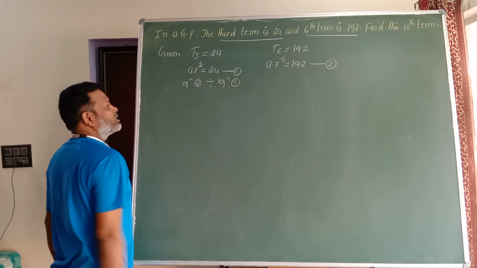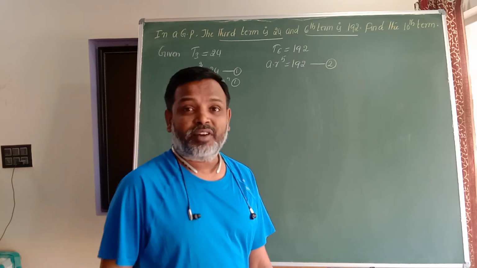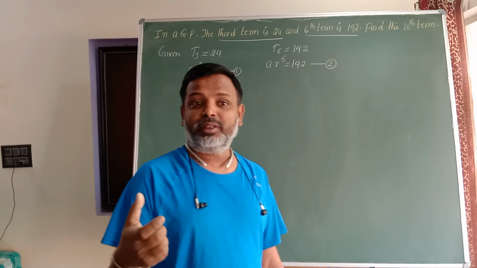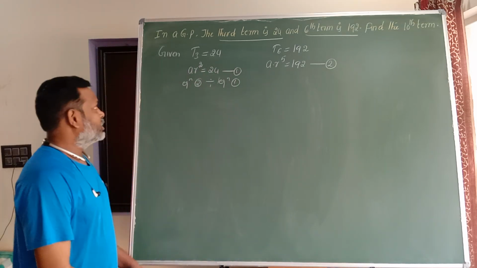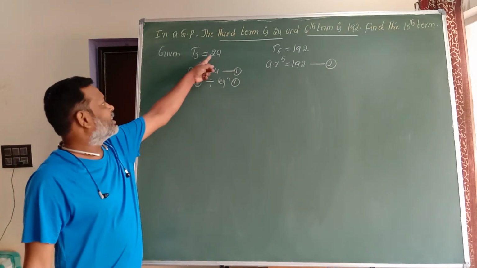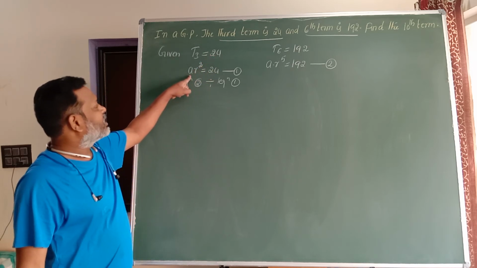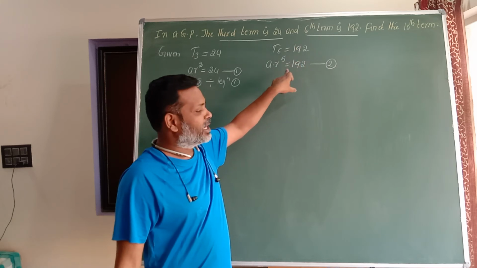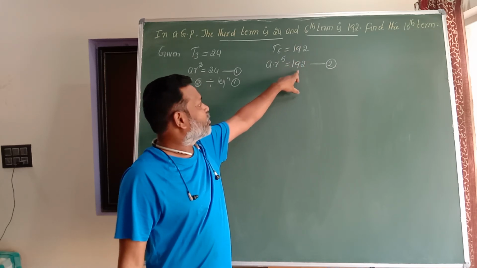What happens here? Look here. They are asking to find the 10th term. To find out any term, we need the first term and the common ratio. That's why we are making this arrangement. They are given the third term, T3 is equal to 24. T3 is nothing but AR square. They are given the sixth term, that is T6 is 192, so AR power 5 is 192.